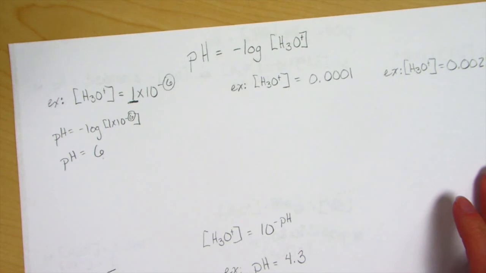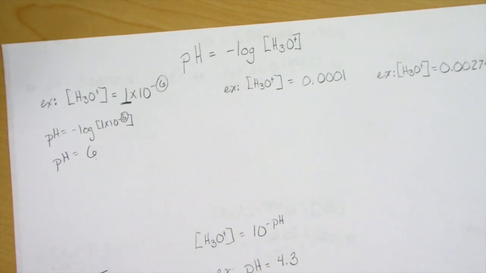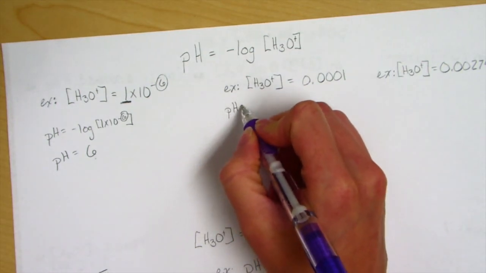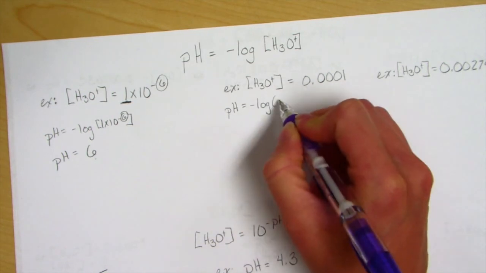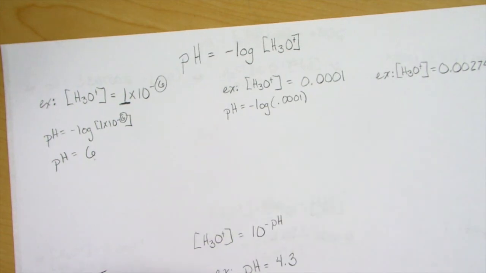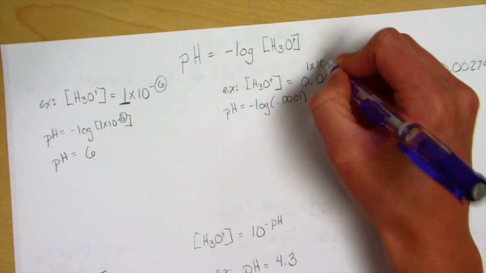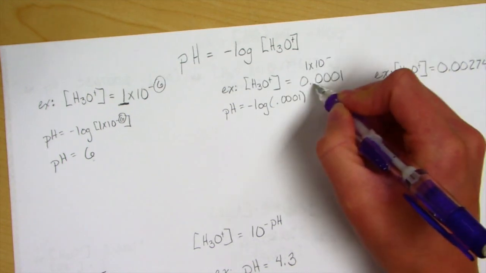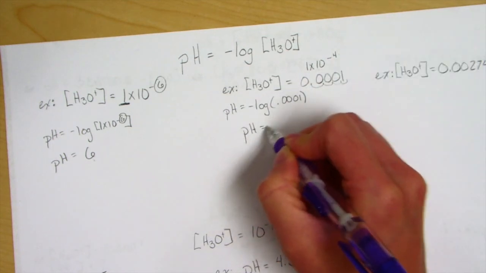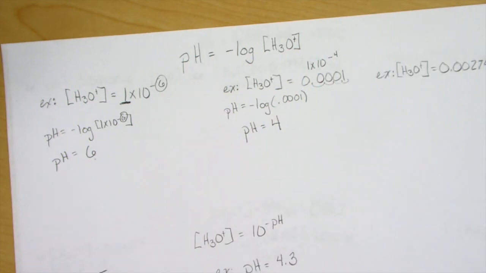Looking at the next one, sometimes we give you the concentration like this, and it's not in scientific notation. Well, we could put it into the equation pH equals the negative log of 0.0001, or we could convert this into scientific notation, and it would be 1 times 10 to the negative, and we're going to move it 1, 2, 3, 4, to the negative 4. So our pH here is 4. And if you type it into your calculator, negative log 0.0001, you still come out with 4.